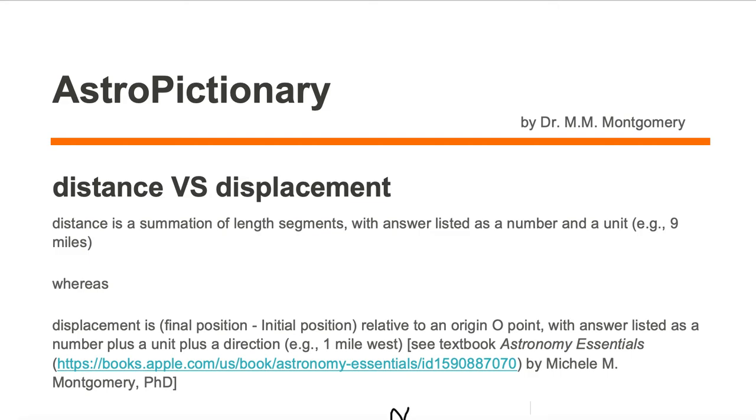Distance is a summation of length segments with the answer listed as a number and a unit. For example, 9 miles. 9 is the number and miles is the unit.